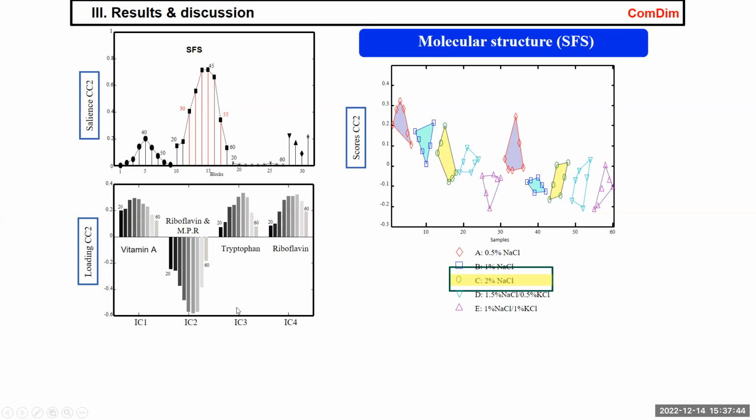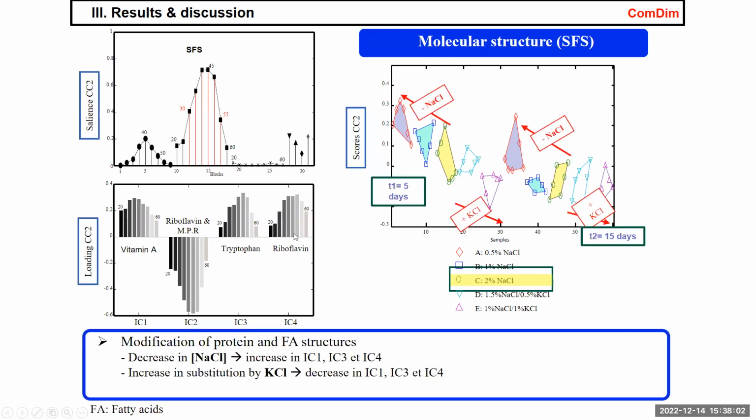And if we look at the loadings, we can see that all the fluorescence probes that we have naturally in the cheese are modified by the modification of the salt content of the cheese. So what we can say after analyzing those data is that decreasing the concentration of sodium will modify the molecular structure of the different components in the cheese. So the lipids, because vitamin A is associated to the lipids, and also the proteins, because here we have a modification of the fluorescence of the tryptophan.